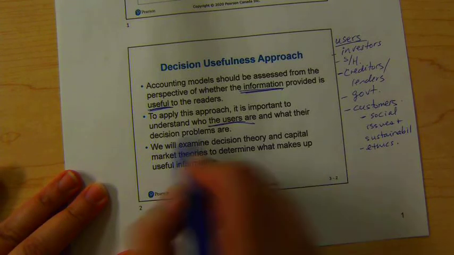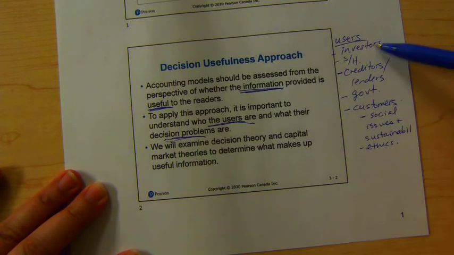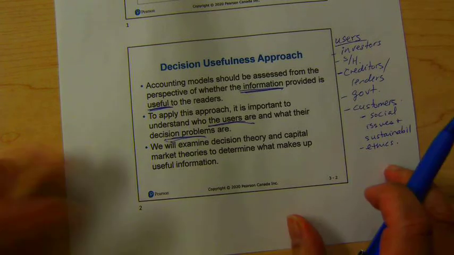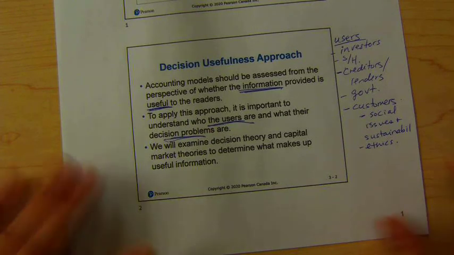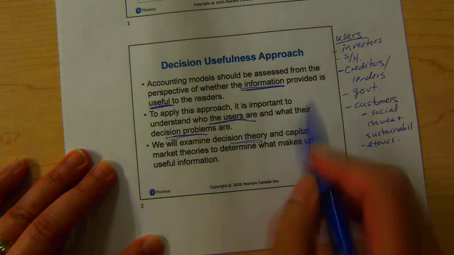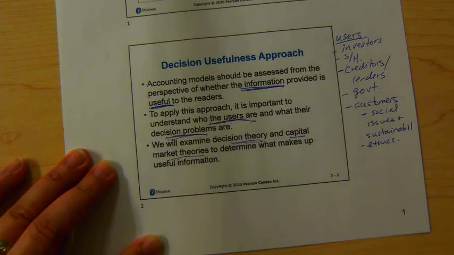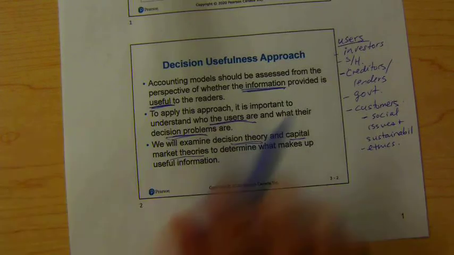Okay, and so all kinds of decision problems. Investors: will I get a dividend consistently? Will the price go up? Can I sell it in the future and make money? Creditors and lenders: can they pay me back? Government: did they report everything they were supposed to? And customers again: how can I measure them performing in these kinds of things? Does that make sense? Okay. Theory and capital market theories, and that's throughout, to determine what makes up useful information.